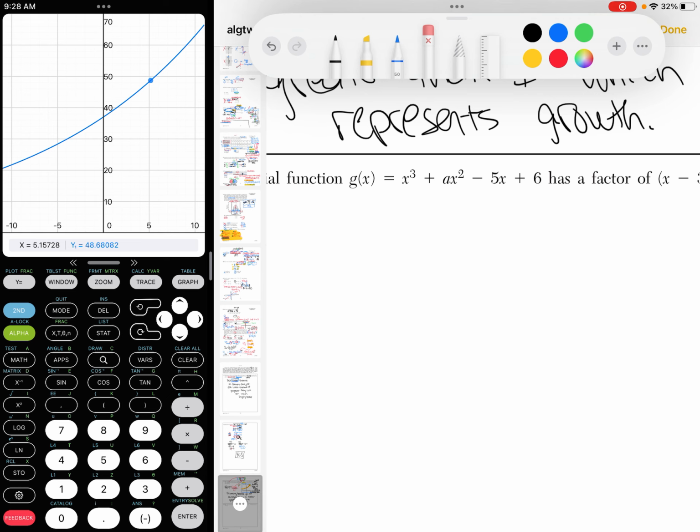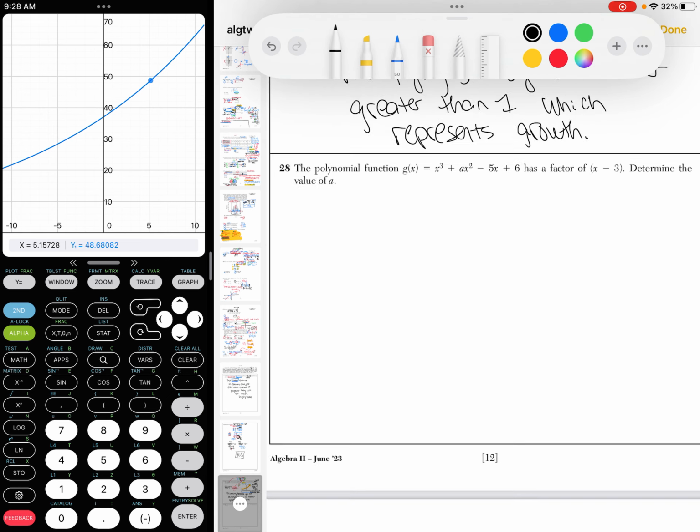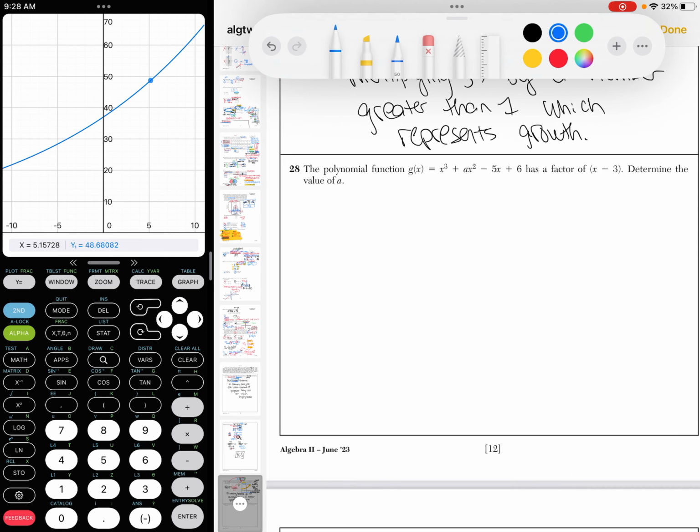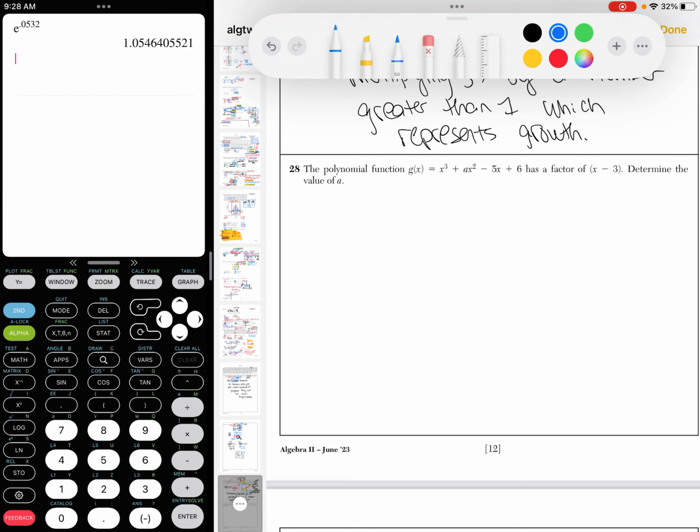If you tried it, great. I love that you tried that first. But again, when it doesn't work, you've got to have a backup plan. So the backup plan for this question is to think about another thing that we did this year when we talked about something being a factor. And that thing is long division, specifically the remainder theorem.